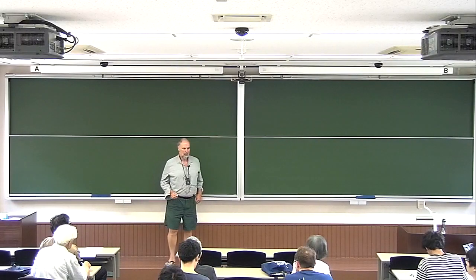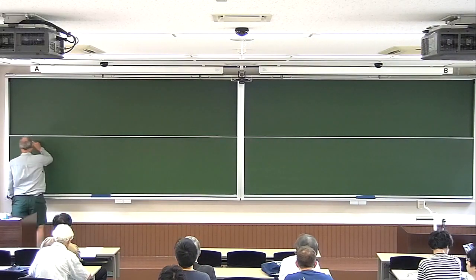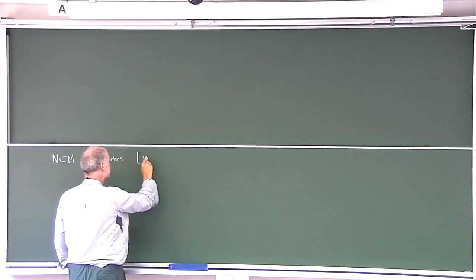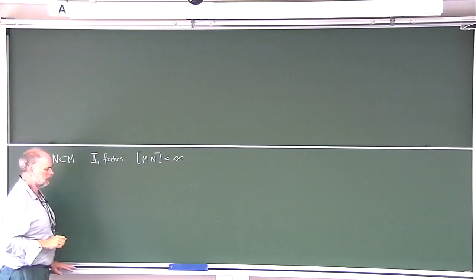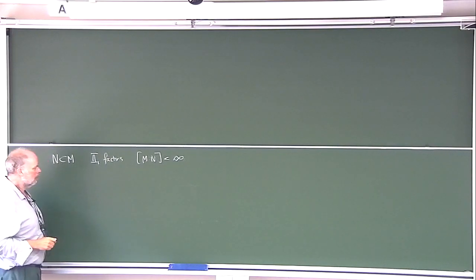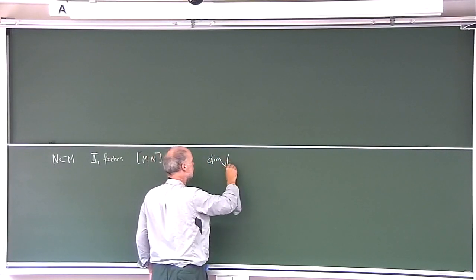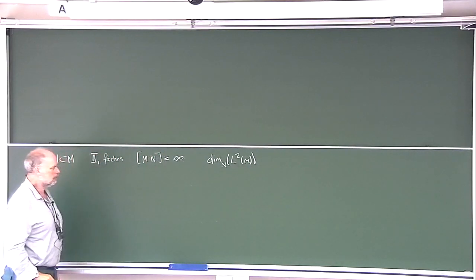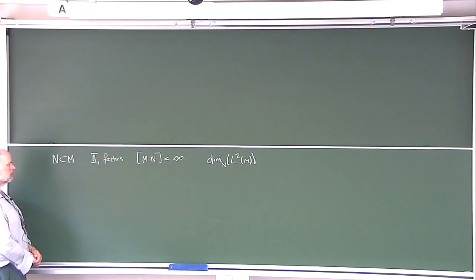Let me remind you where we left off last time. We were studying II_1 factors of finite index, and you remember the index was the dimension measured by the trace of the L2 space of M, or M itself, a purely algebraic definition.